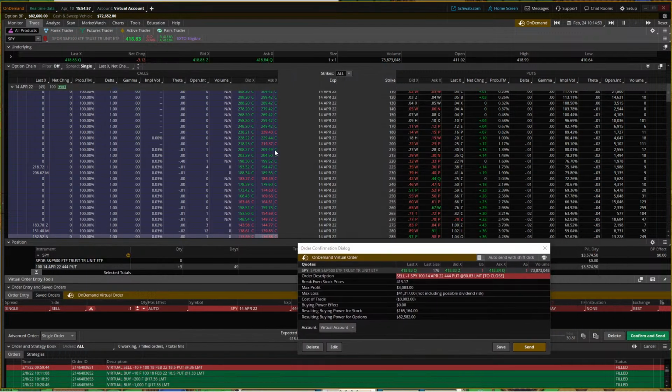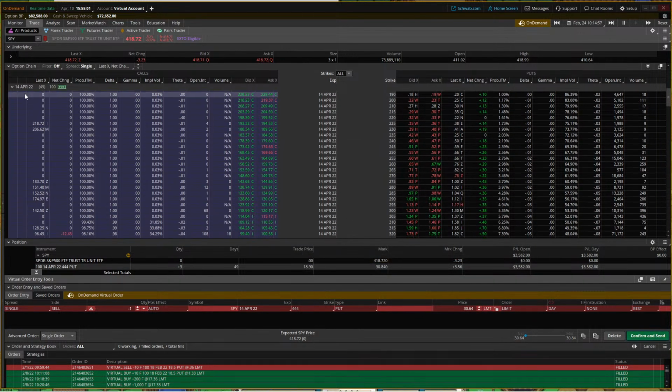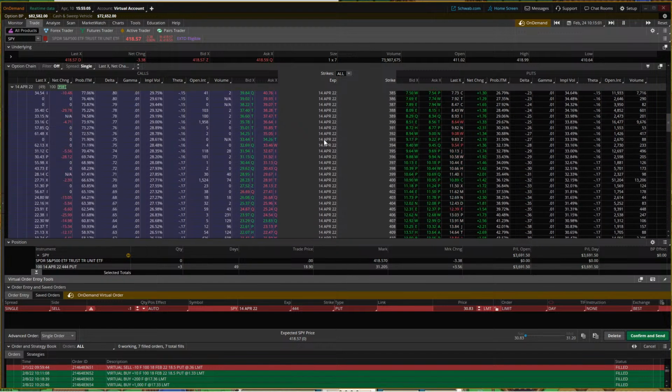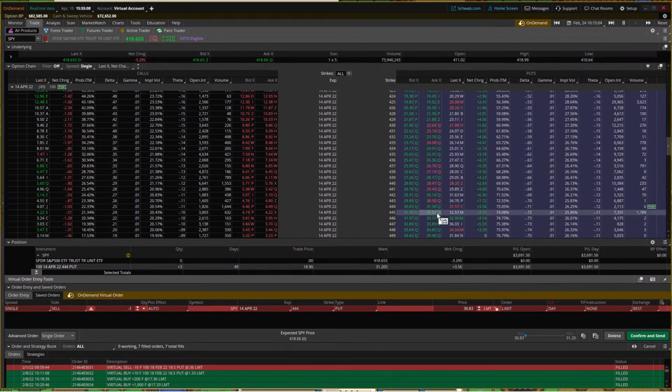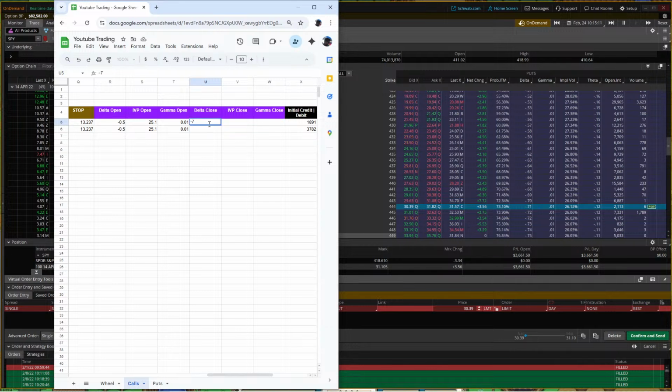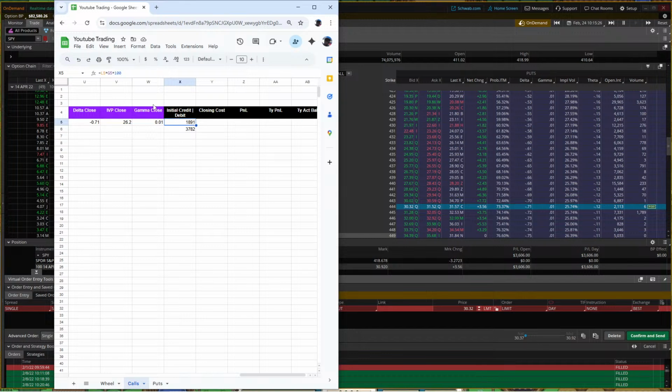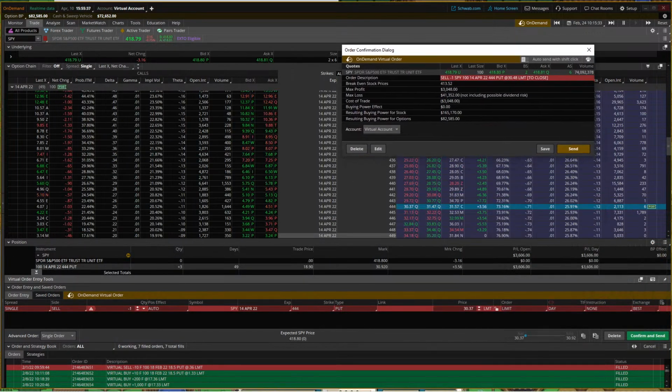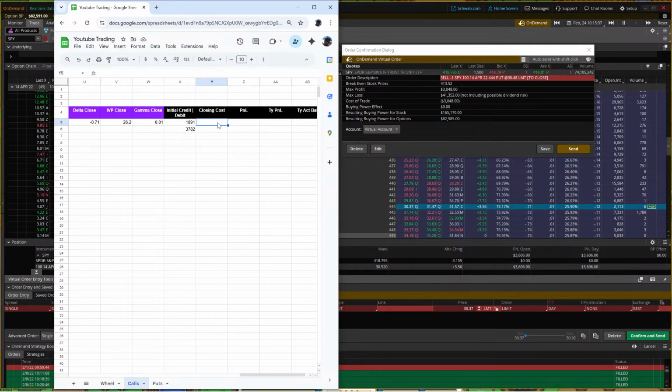Delta on close. Where'd you go? There you are. So here, Delta minus 0.1, 26.20, 0.01. Closing costs. Yeah, I can just fill it in for now. Closing costs is going to be 30, 48.